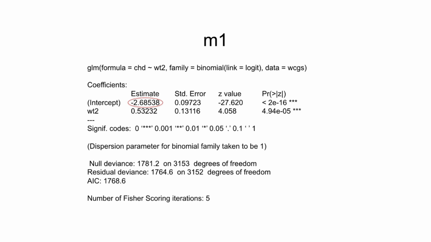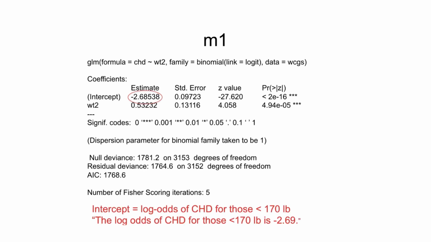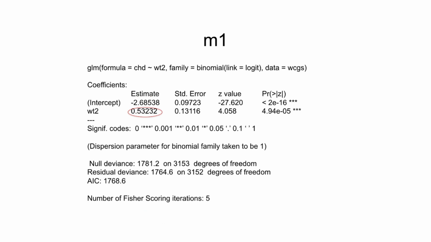Here we can see that our intercept is negative 2.69. So how do you think that this would be interpreted? Remember that the reference category is those less than 170 pounds. We would interpret this as the log odds of CHD for those with a weight less than 170 pounds is negative 2.69.